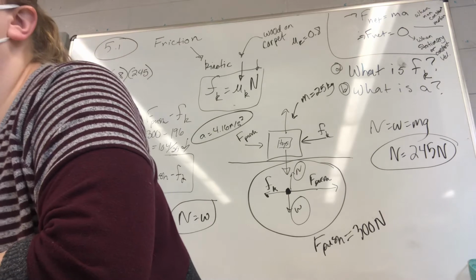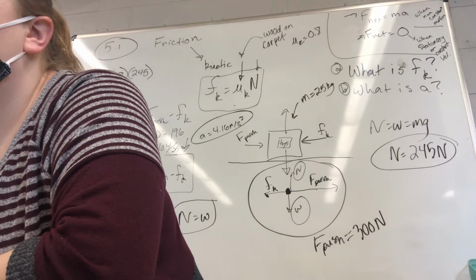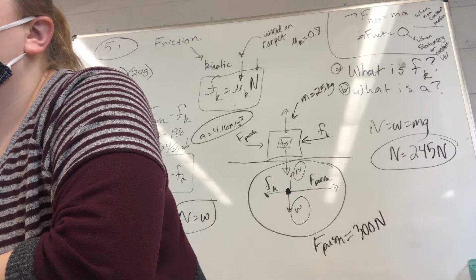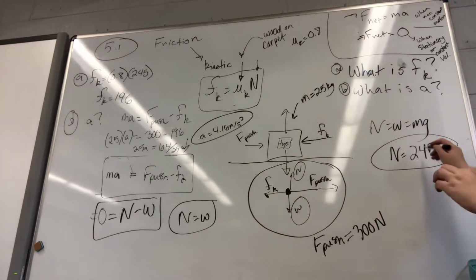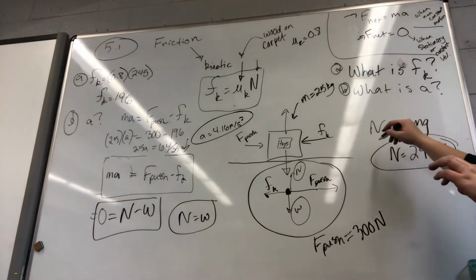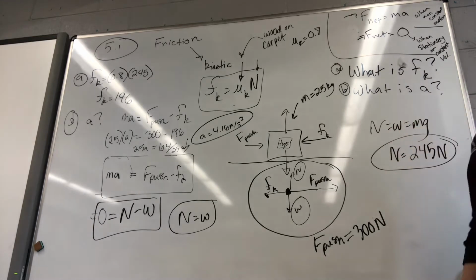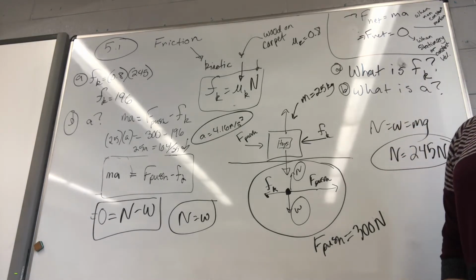So where do we put 300 if we go to 245? The 245 is the normal force. This was the normal force that we calculated. And we just chose 300. Yeah, 300 was the given. 300 is correct. It's the push.